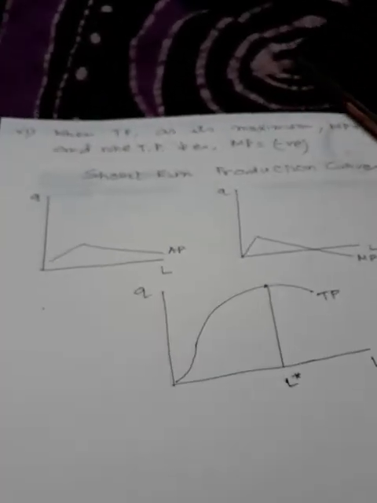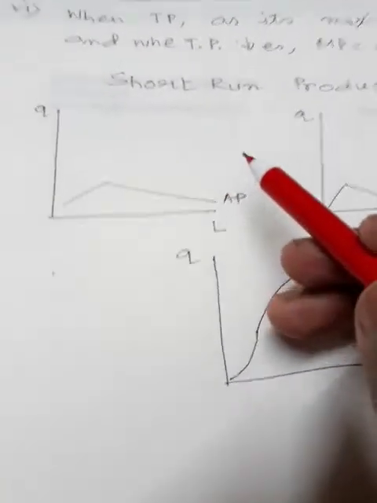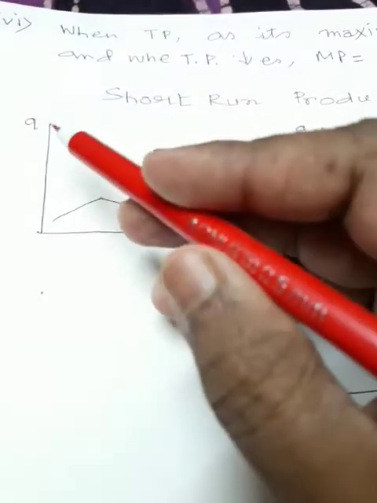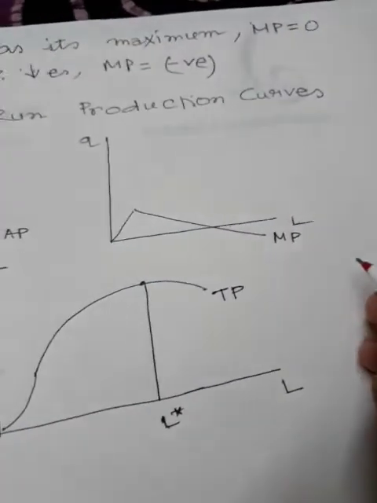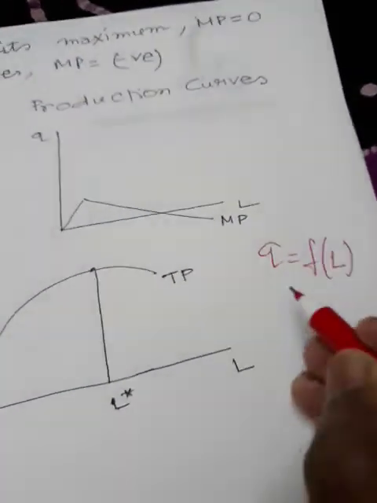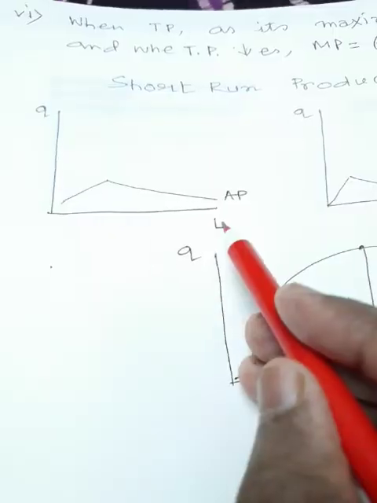Now, so we have learned a lot. Now, what we will do, we will draw some curves. Q equals a function of L, that we have already learned. So Q is the dependent variable. So Q will be here on the vertical axis and labor will be here on the horizontal axis.